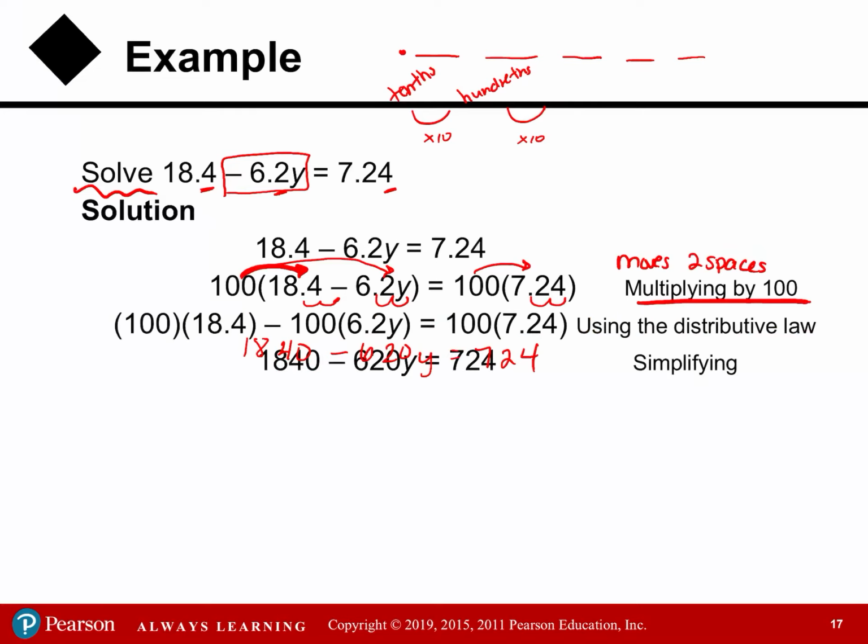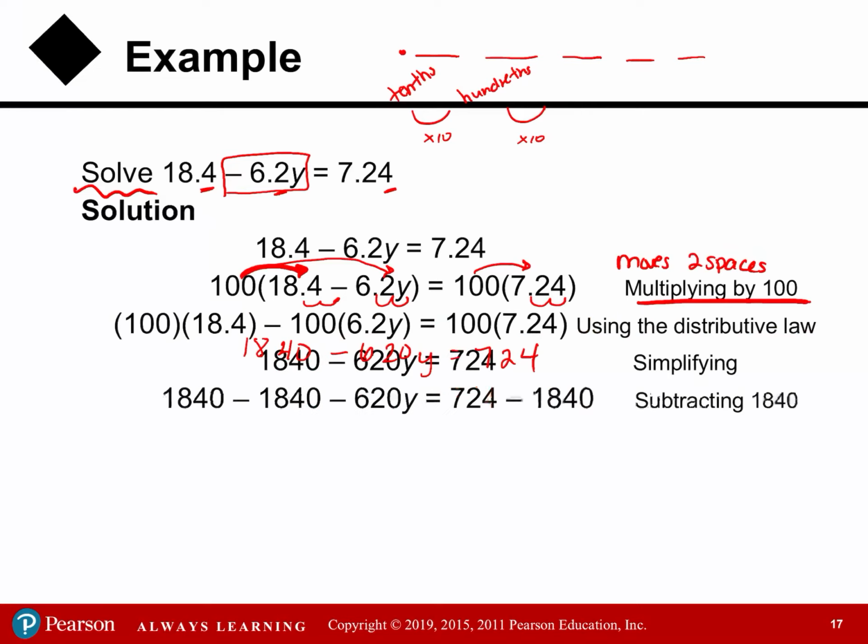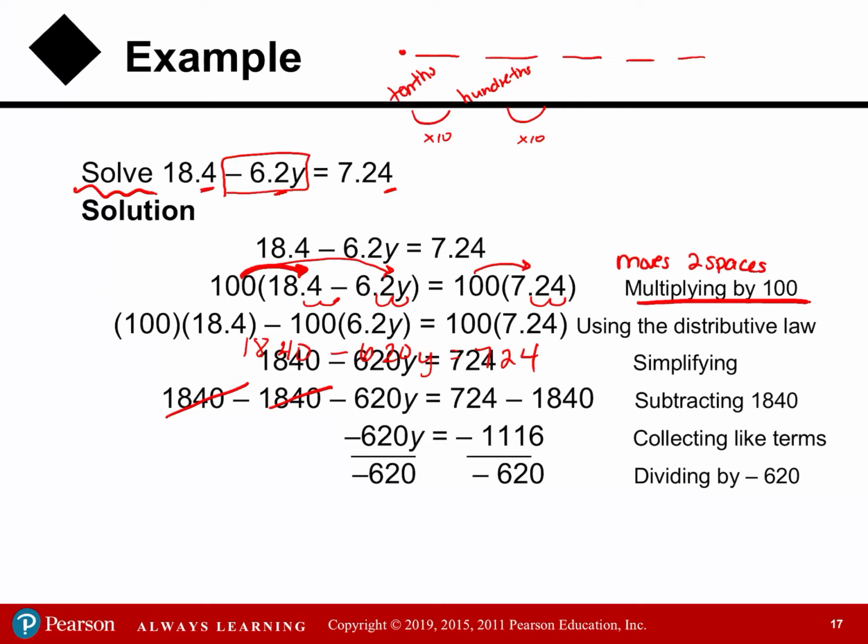We see that there. All right, let's get y by itself. So let's go ahead and move that 1840 to both sides. So minus 1840 so that it's gone. And now we have our term with the y by itself. Let's go ahead and divide by that negative 620. And we get as our answer 1.8.